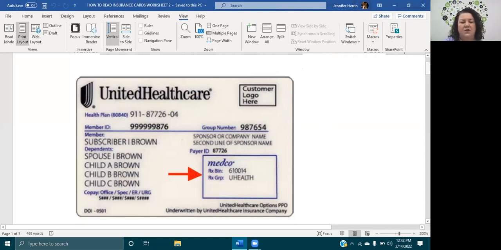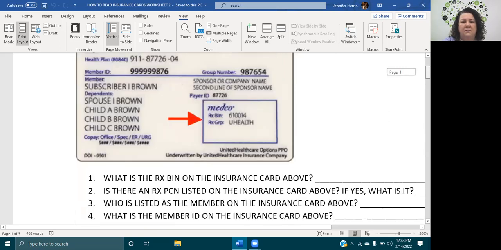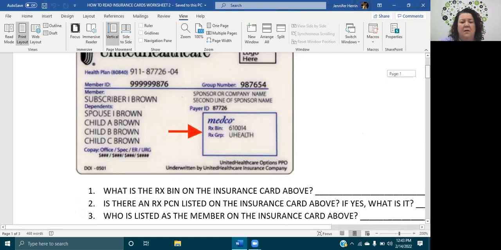The next question on this worksheet is, is there an RX PCN listed on the card? And in this particular case, there is not. So you would put NA or just simply answer no, that there is not a PCN.